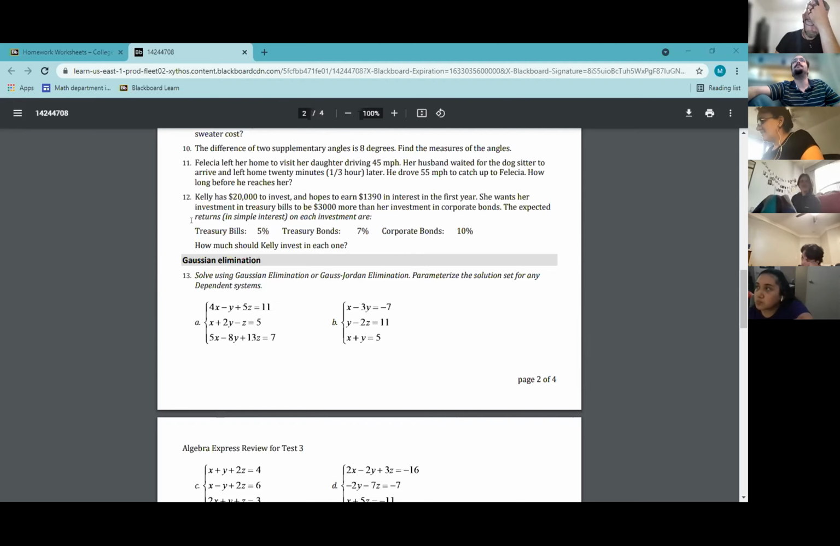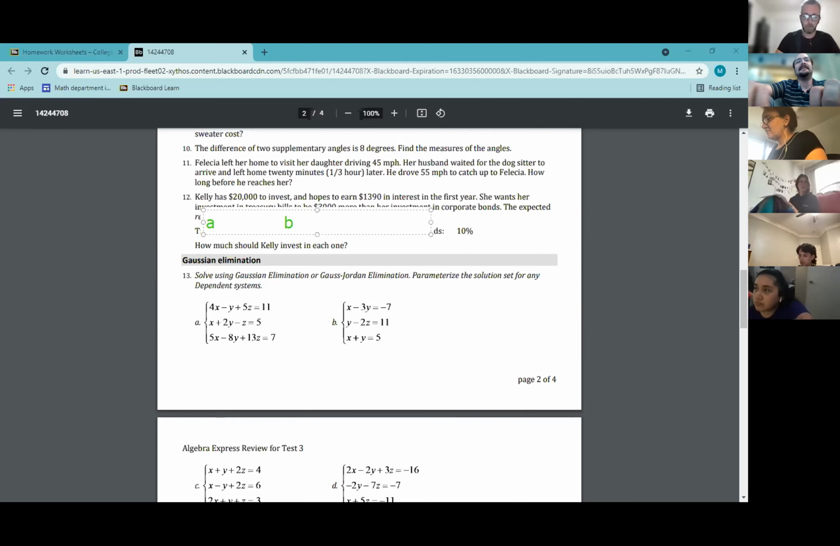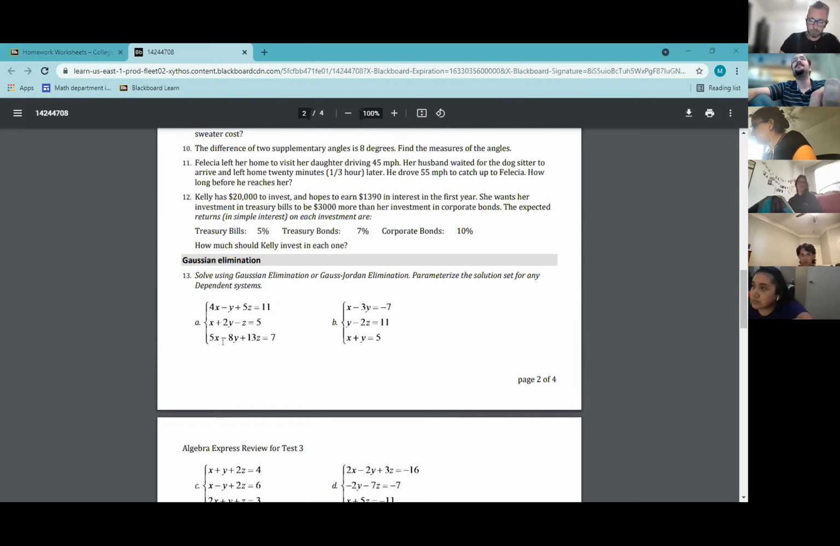For the first one, I just put A and B as my variables. A plus B equals 20,000. What did you do, a third variable? There's three accounts here: treasury bills, treasury bonds, and corporate bonds. It didn't say that in there. It just said that she wants her investment in treasury bills to be 3,000 more than her investment in corporate bonds. It didn't say anything about treasury bonds.